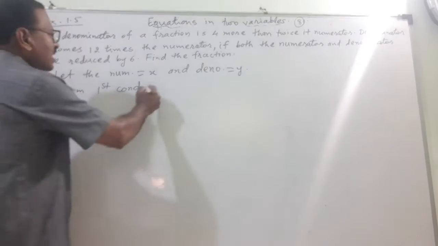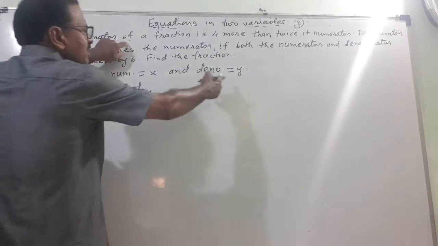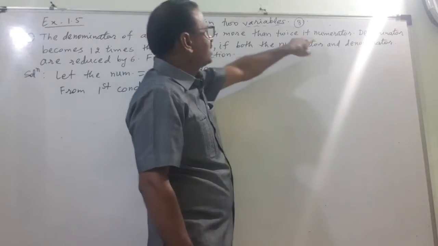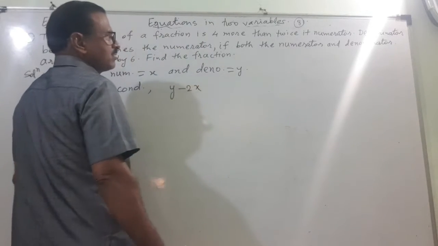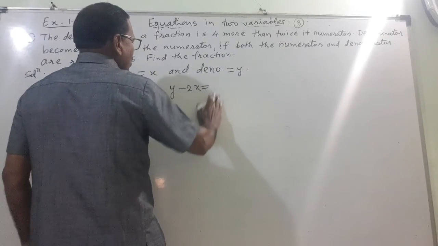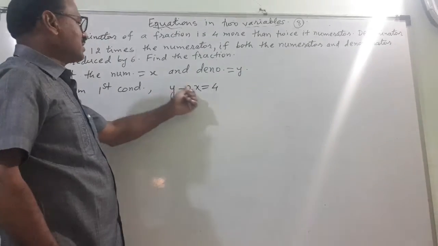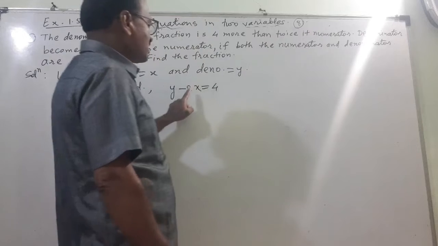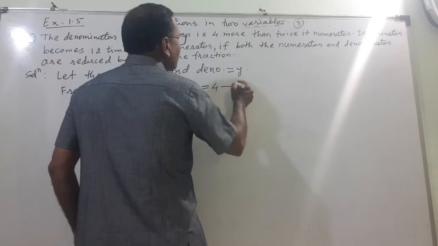what is that condition? Denominator is more, then twice the numerator. By how much? By 4. If one is more than the other, that means the difference is 4. Bigger minus smaller, and twice the numerator is the smaller. So bigger minus smaller is equal to 4: y minus 2x equals 4. This is your equation number 1.